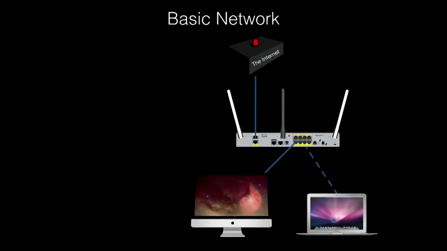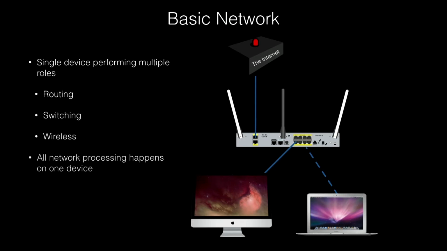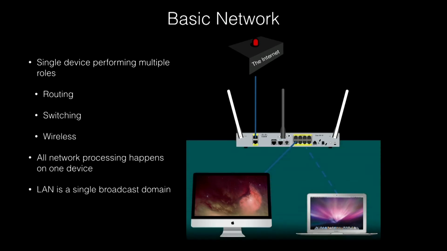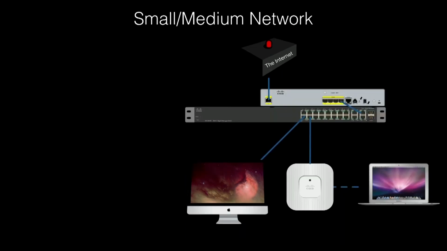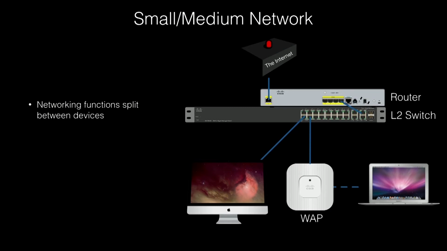Let me go back really quick. So this one, you're going to see this for home office people, remote offices that have a couple of staff, very small organizations. So small and medium, I'm saying here 15 to 50 people in the office. We have more independence here. We've got network functionality split between a router, a layer 2 switch, and a wireless access point.